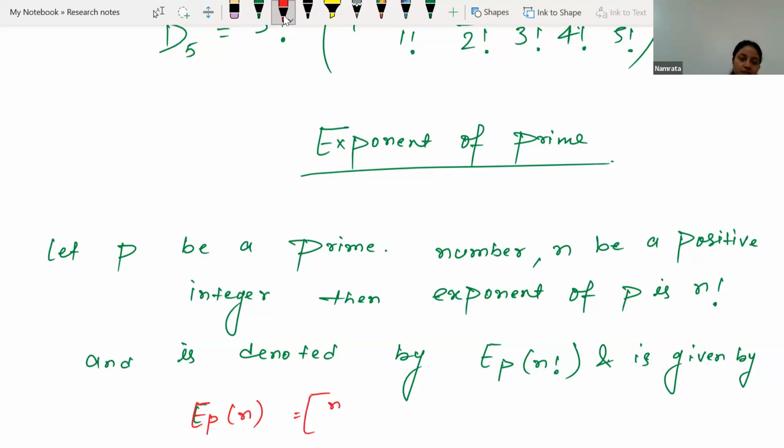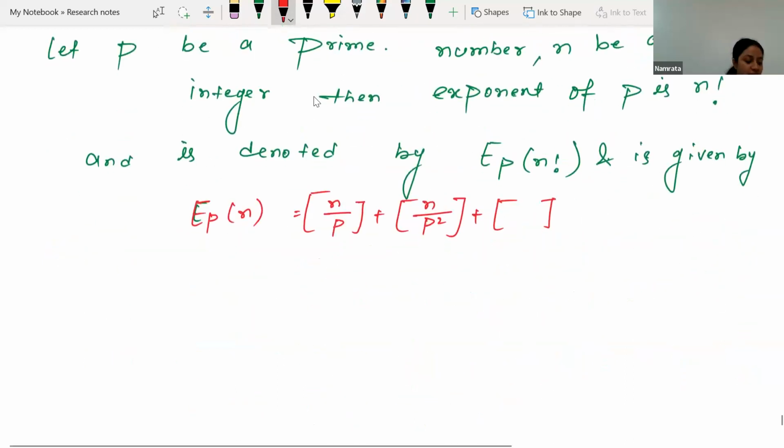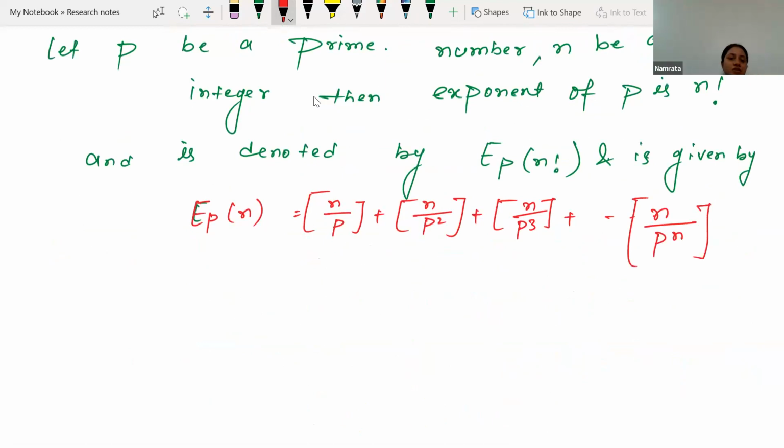n by P plus n by P square plus, if you are wondering why I'm writing the rectangular bracket like this, then n by P cube, and this way up to n by P to the power n. This is the greatest integer function.